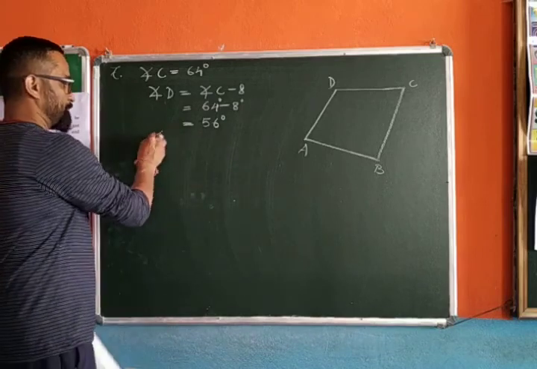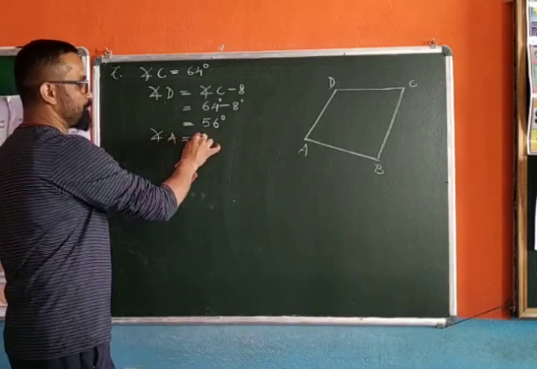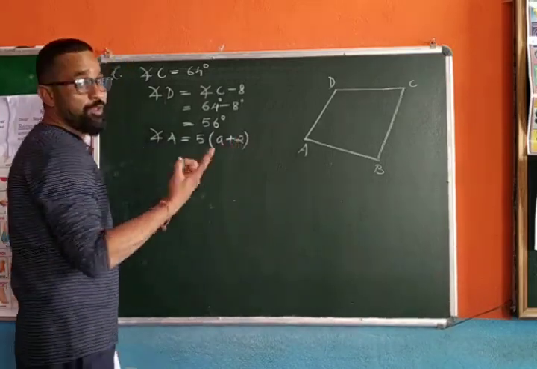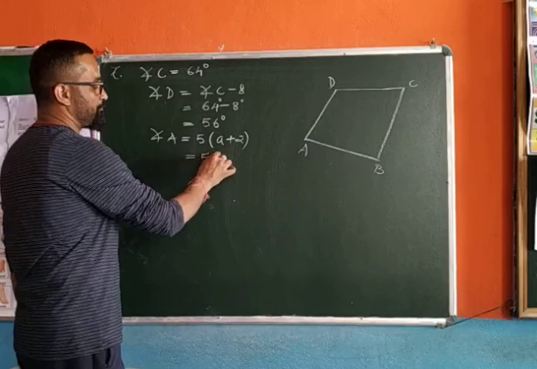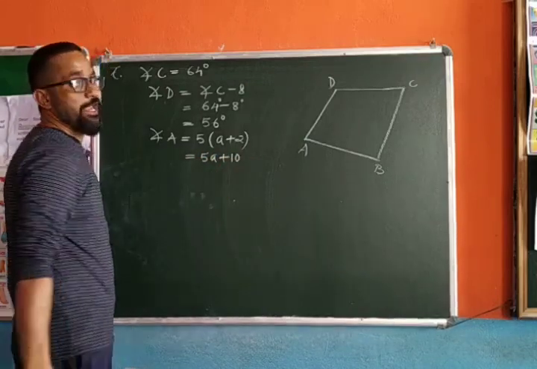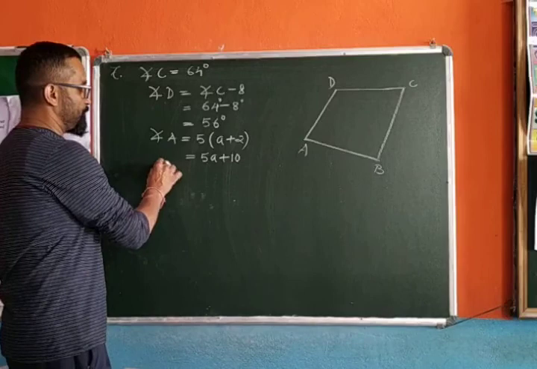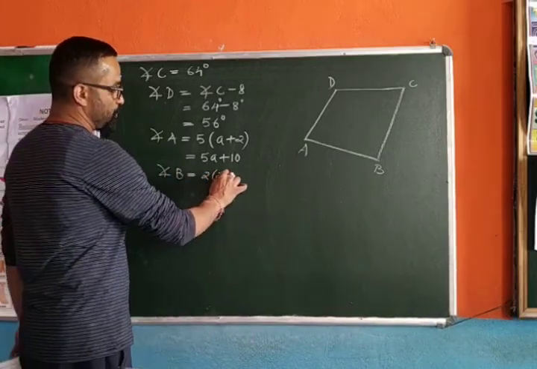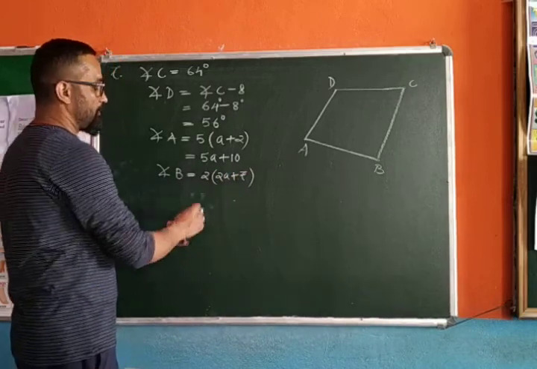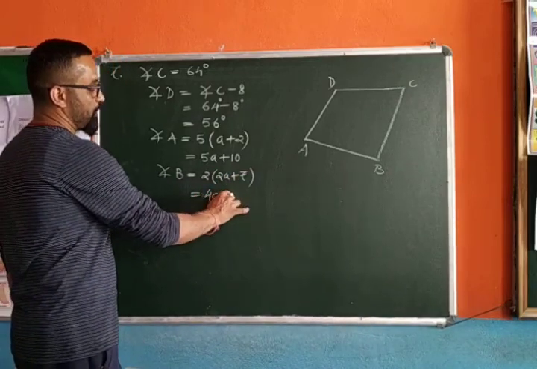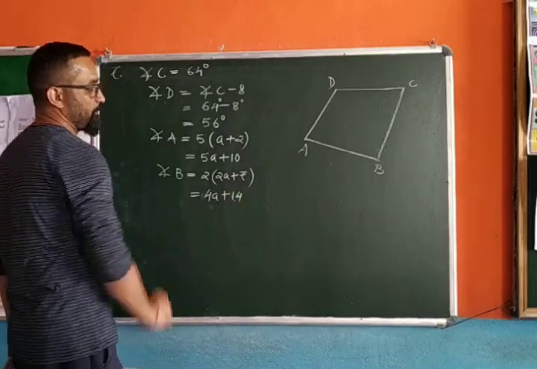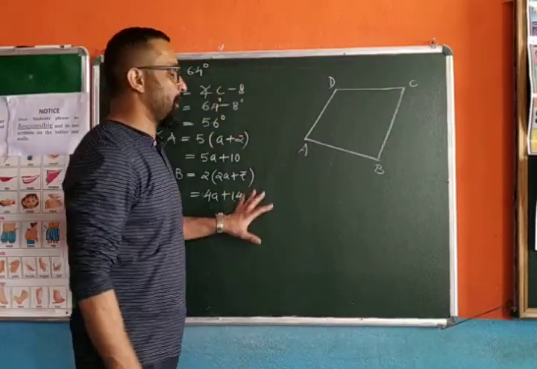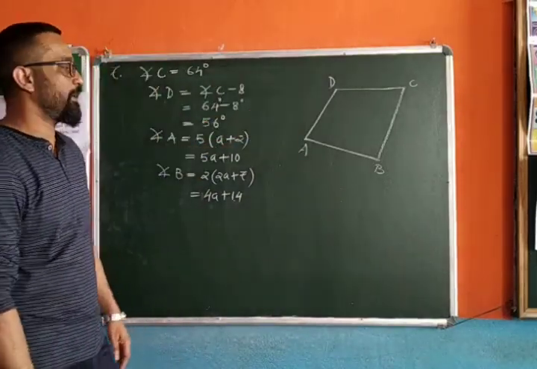Angle A is given. Angle A is equal to 5 bracket A plus 2. Open the bracket and simplify it. You get 5A plus 5 into 2 is 10. Similarly, you are given angle B is equal to 2 bracket 2A plus 7. Open the bracket and multiply it. 4A plus 7 into 2 is 14. These values of the angles we write in the figure.